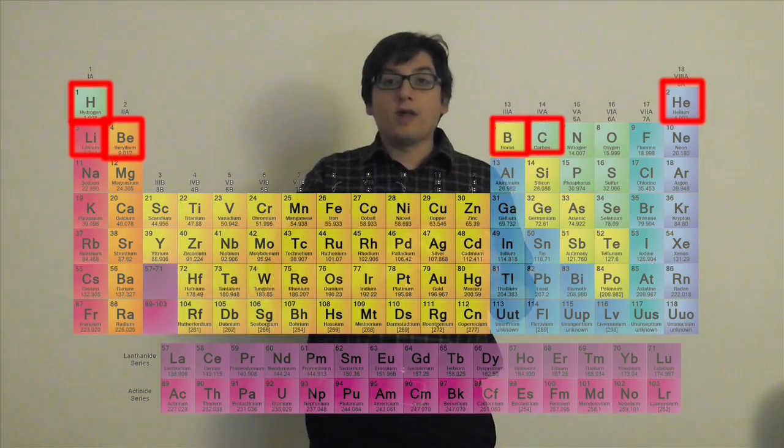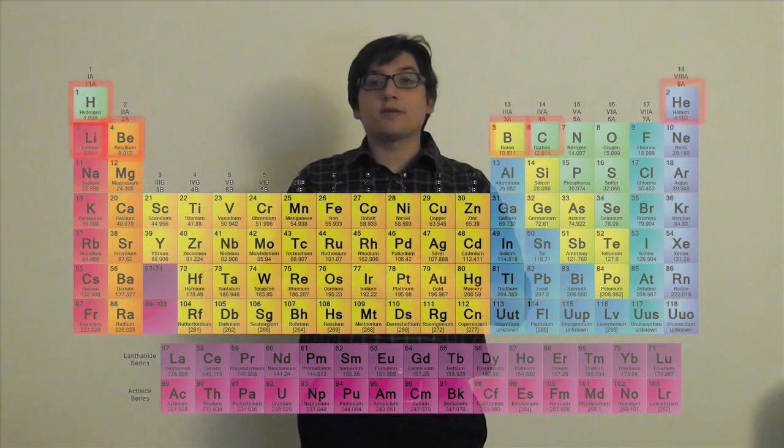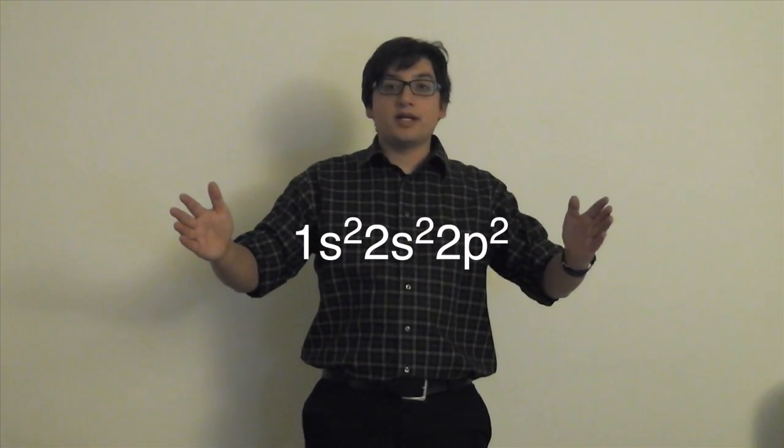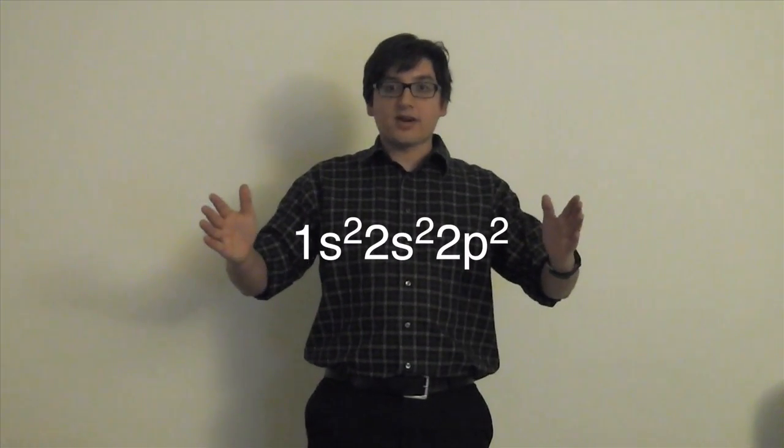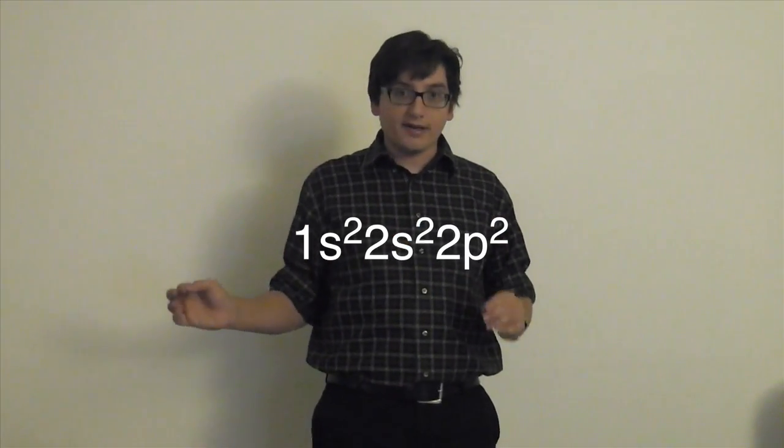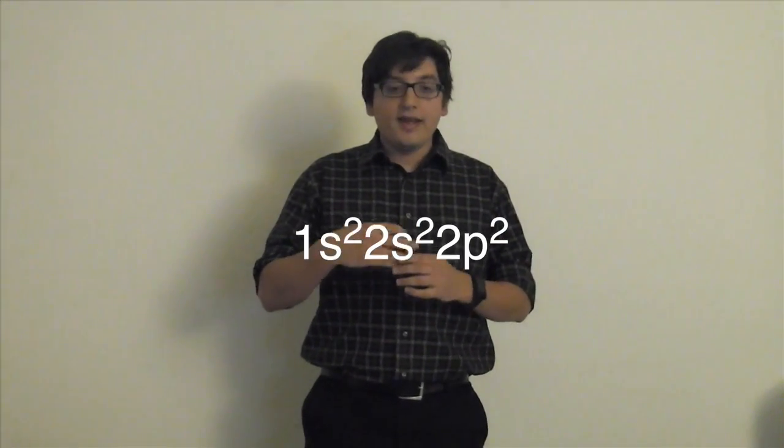So the full electron configuration for carbon is 1s2, 2s2, 2p2. And there's your answer. That's what you actually have to write down. And that's again assuming it's in its ground state, assuming that it's not charged and there's nothing fishy going on. That's the electron configuration of an atom of carbon.